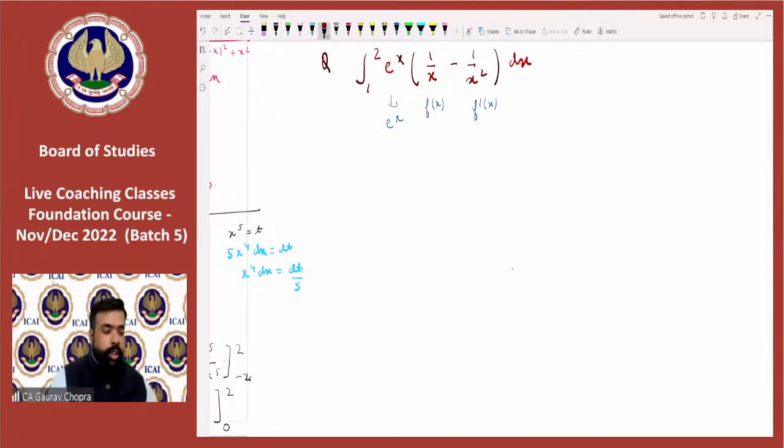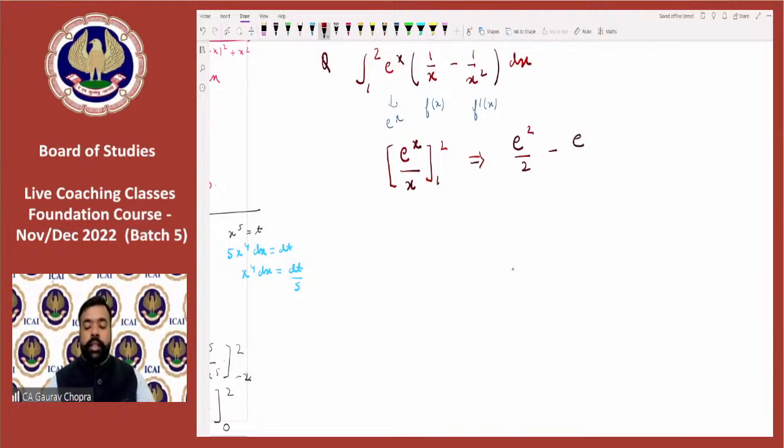So what is the shortcut for this? We can simply write the integration as e to the power of x divided by x, and then apply the limit from 1 to 2. So if we apply 2 first, e to the power of 2 upon 2 minus e to the power of 1 upon 1. And if we want, we can take e as common. So e times (e by 2 minus 1). So this can become the final result.